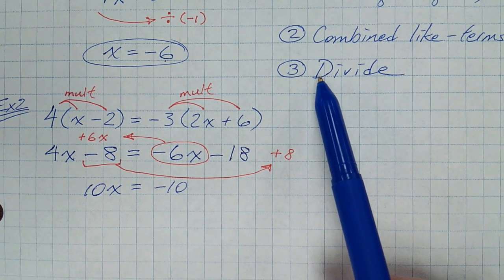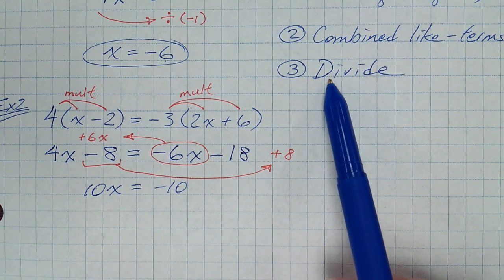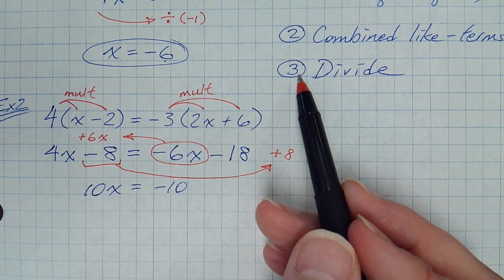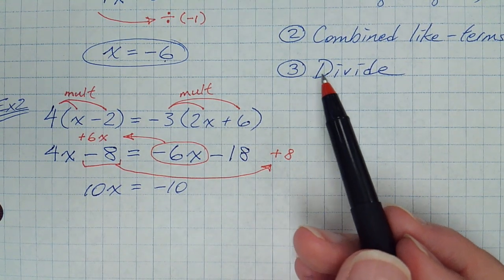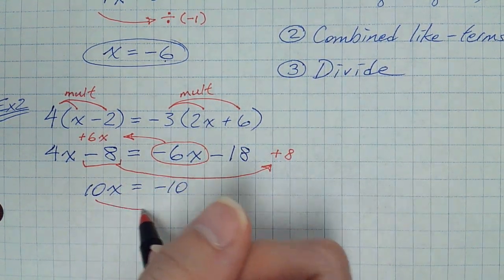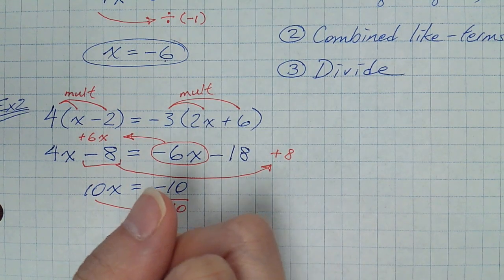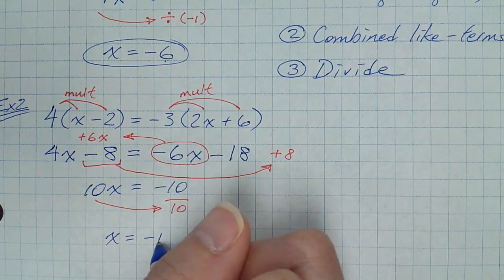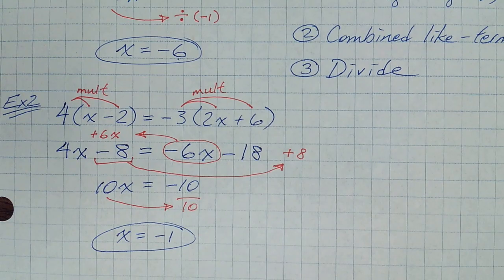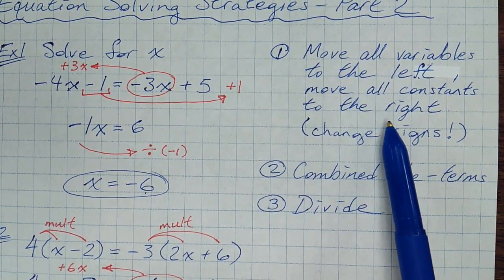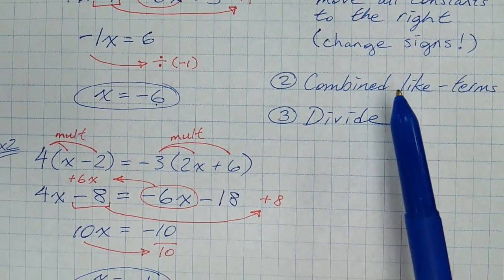And last step, King. What's my last step? Divide. Right. So my last step is just to divide it. So x equals negative 1. Okay, so it's just 3 steps. Move all the letters to the left, move all the numbers to the right, collect like terms, divide.